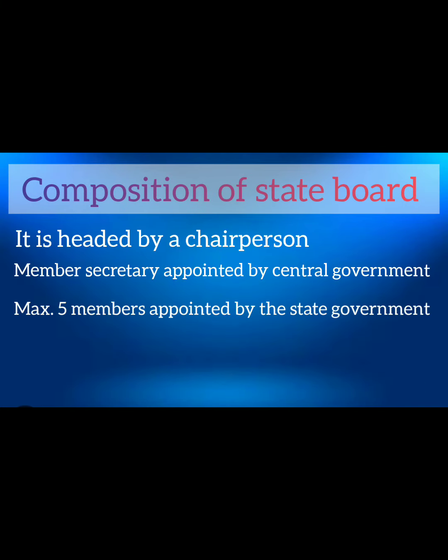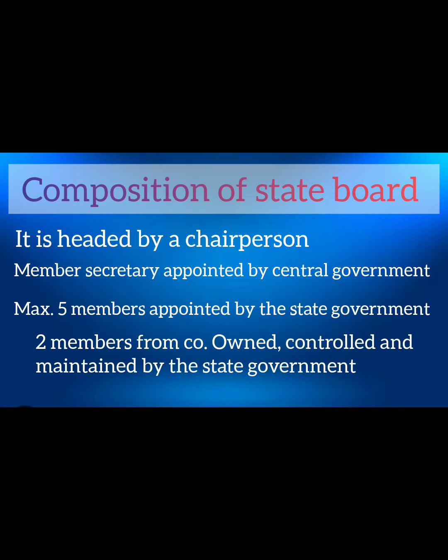Now let's see the composition of the state board. It is quite similar to the central board, but there is a little bit of difference: in the state board, the appointment of the members is by the state government, and the appointment of the central board is by the central government. The state board is headed by the chairperson and the member secretary appointed by the central government. Here the only difference is that the secretary is appointed by the central government under the state board. Then there are five members appointed by the state government, and two members from companies owned, controlled and managed by the state government.